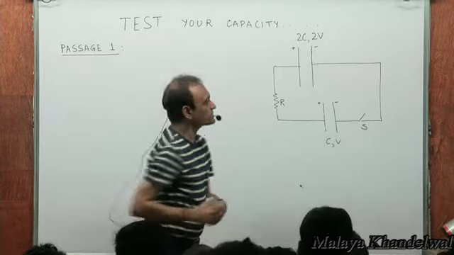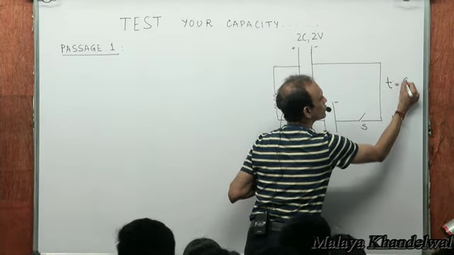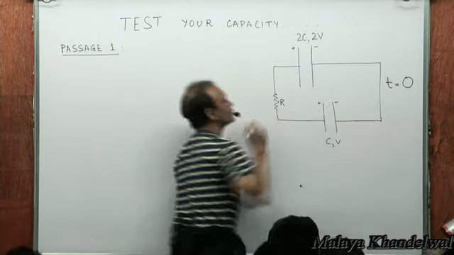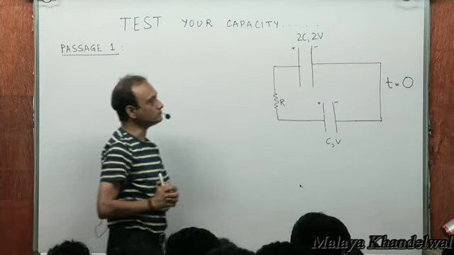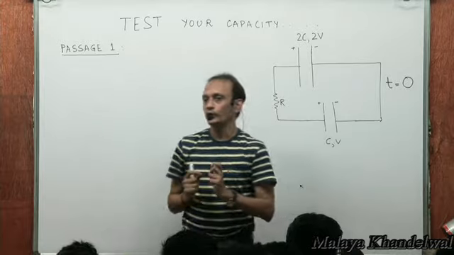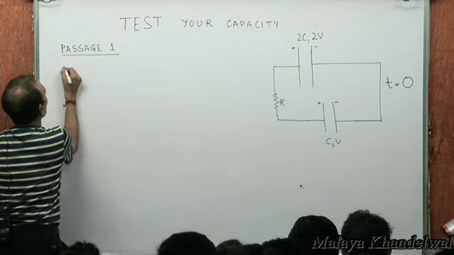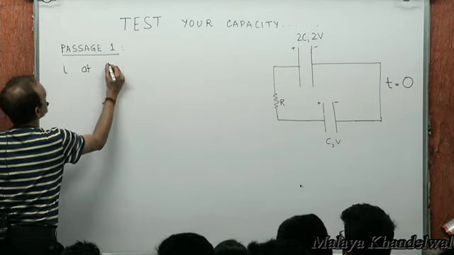Now, at time t equal to 0, this switch is activated. Once it is activated, we want to know what the current is at time t equal to 0, I at t equal to 0.